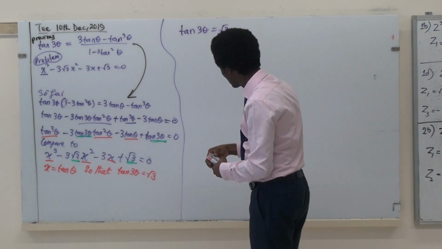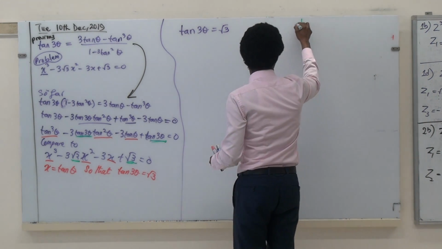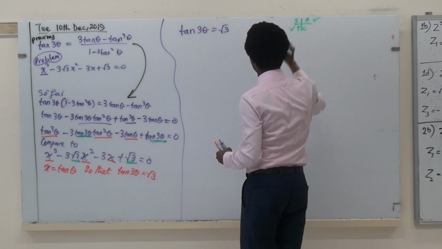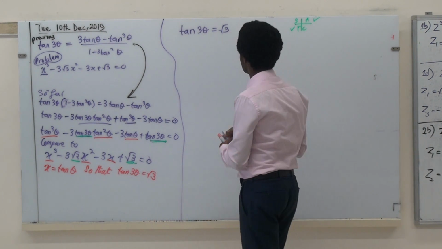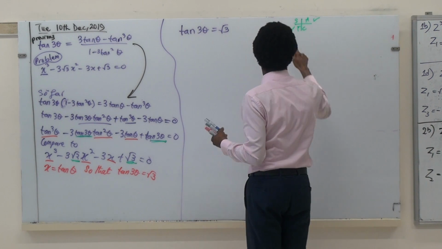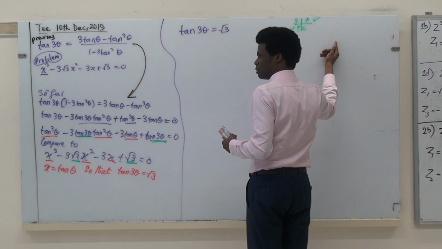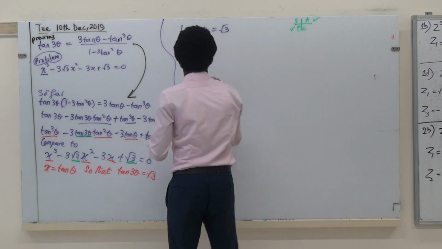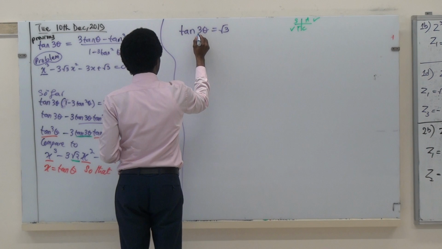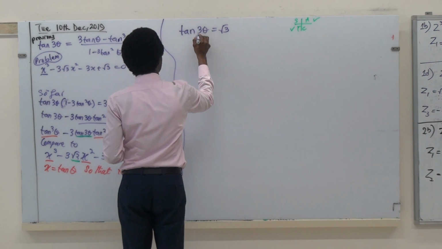By the all students take coffee rule, that's the first thing I'm bringing out here. Tan will be positive here or tan will be positive here. So, anything here is just itself. Anything here will be pi plus the first quadrant equivalent. So, this is 60 degrees, which is pi over 3. Now, the angle here is not theta yet. The angle here is 3 theta.